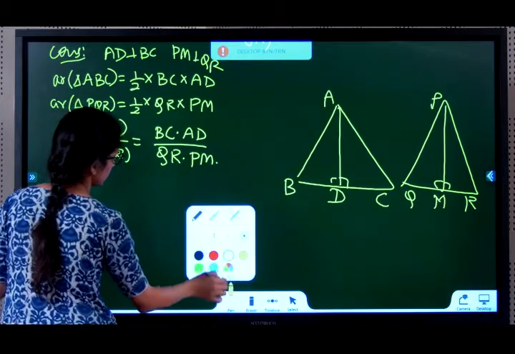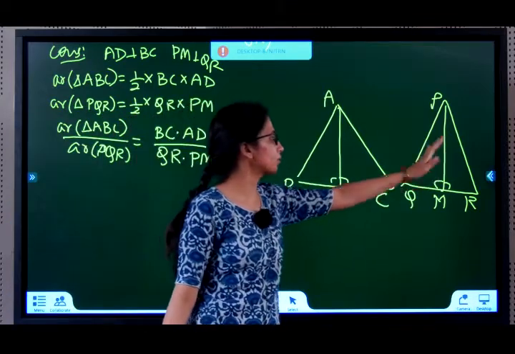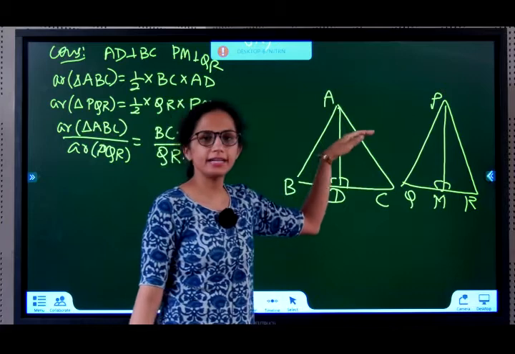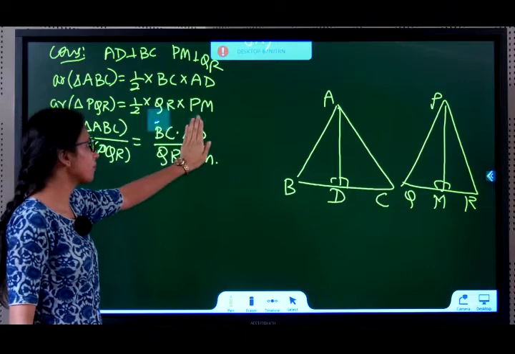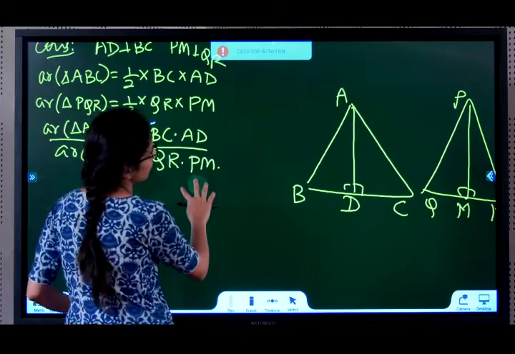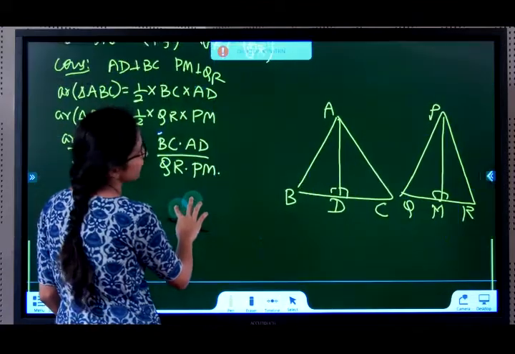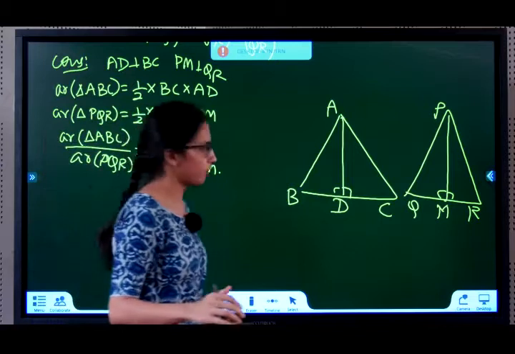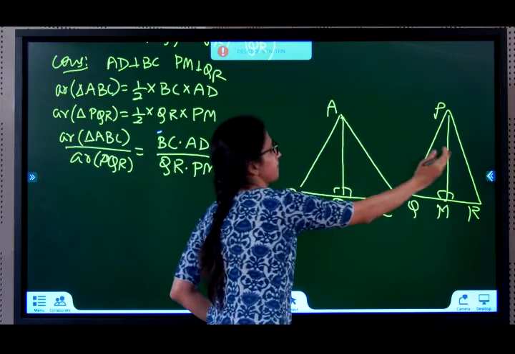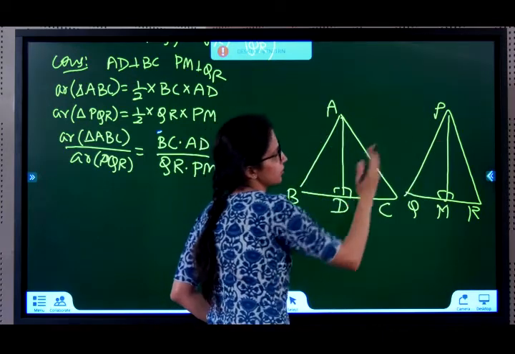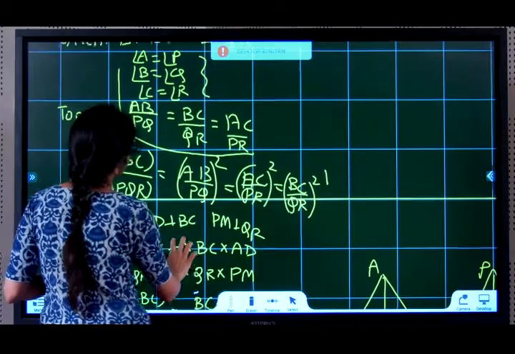Please understand, I have AD and PM here. I somehow should relate AD and PM to any of the sides, then I'll get side square. I already have one side here, BC and QR. If I somehow make this related to a side, I will get side square. How do I make it related to a side? We just saw so many median problems in the previous section. If I prove this triangle is similar to this triangle, I can say AD by PM is equal to AB by PQ. So I'll be using this side extensively.